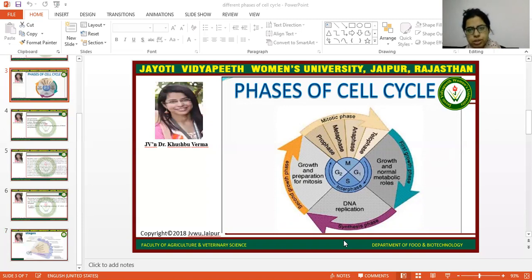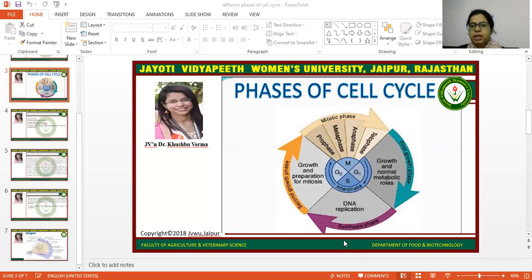So cell cycle checkpoints are also known as restriction points. These are the cell cycle control mechanisms in eukaryotic cells. These checkpoints verify whether the process at each phase of the cell cycle has been accurately completed before progression into the next phase. Means if there is any error, these checkpoints will check the regularity and the error.